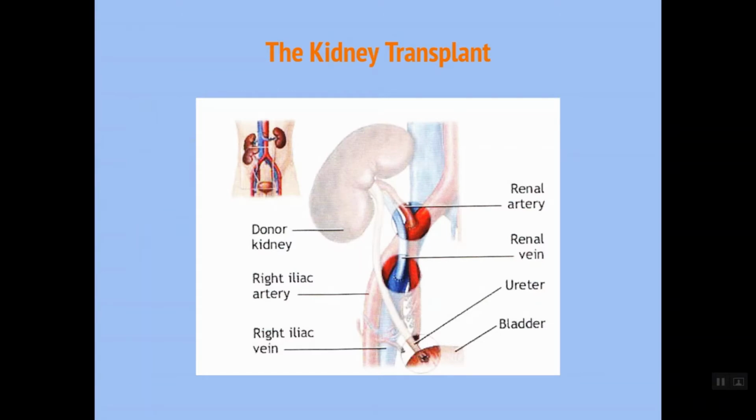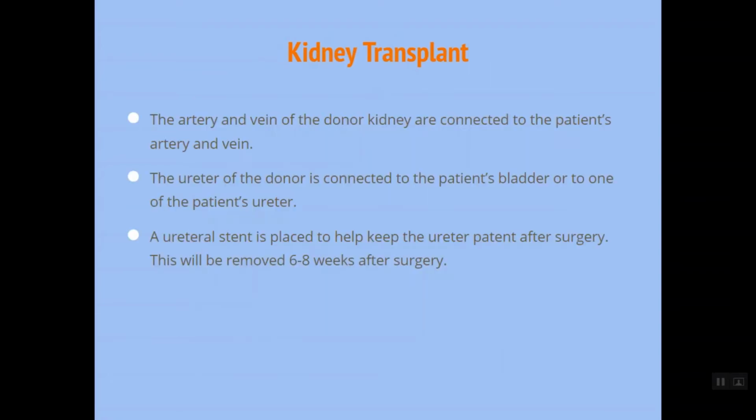So whenever we do a kidney transplant, here's the image of that. We typically transplant and put the kidney on the right side of the patient. In addition to transplanting the kidney, we are also going to have the artery and vein of the donor kidney connected to the patient's artery and vein. The ureter of the donor is connected to the patient's bladder or to one of the patient's ureters. A ureteral stent is going to be placed to help keep the ureter patent after surgery, and this will be removed 6 to 8 weeks after surgery.